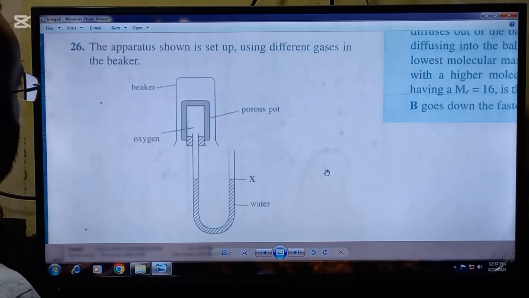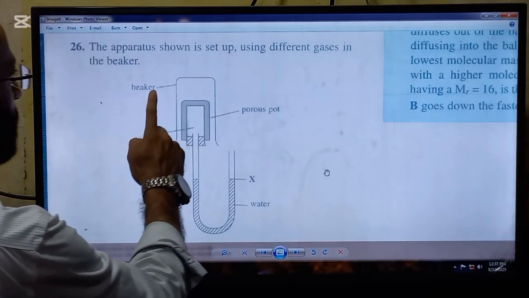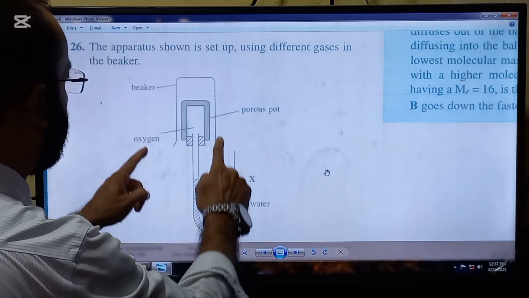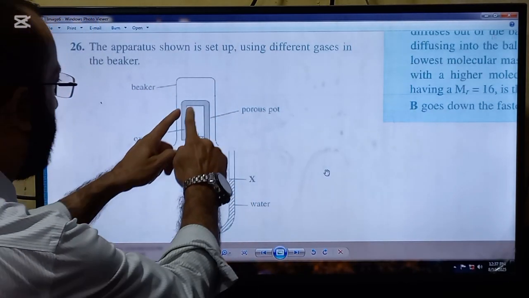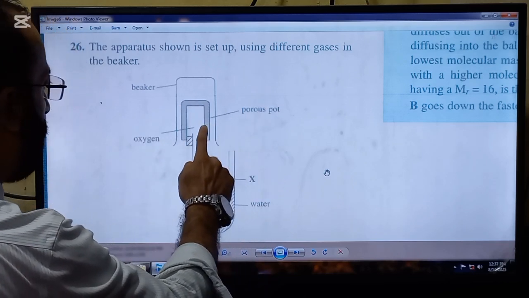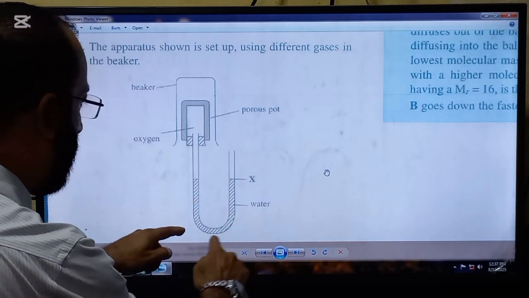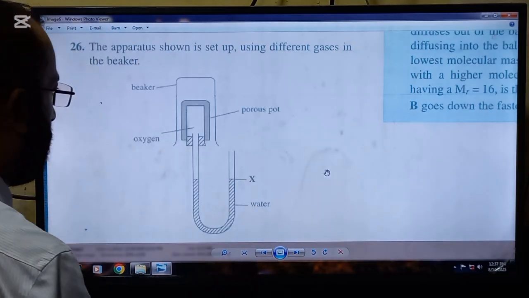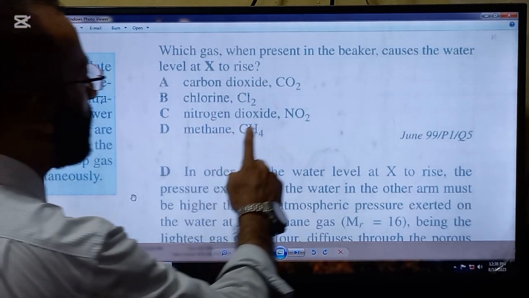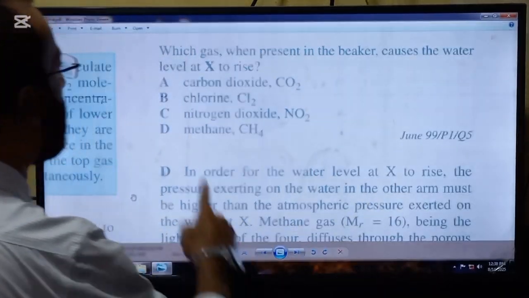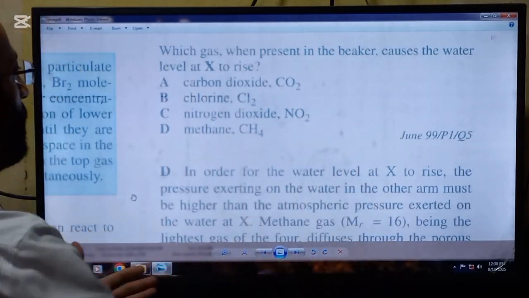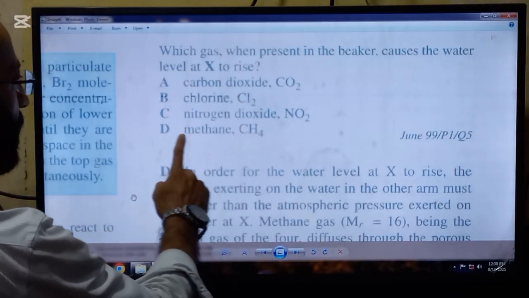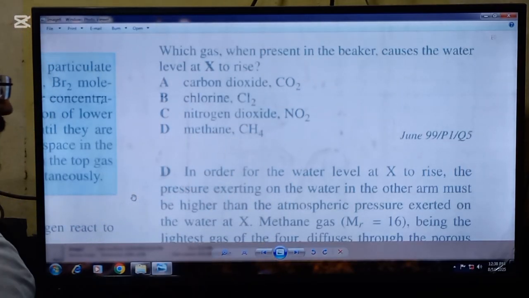Here is another question. This statement is, the apparatus shown is set up using different gases in the beaker. And you can see here is the beaker, here is oxygen gas in this beaker, here is the porous pot, and this is the water level, which is actually X. Which gas, when present in the beaker, causes the water level at X to rise? So here are the options. A is carbon dioxide, B is chlorine, C is nitrogen dioxide, and D is methane.